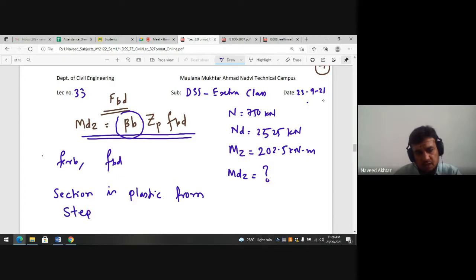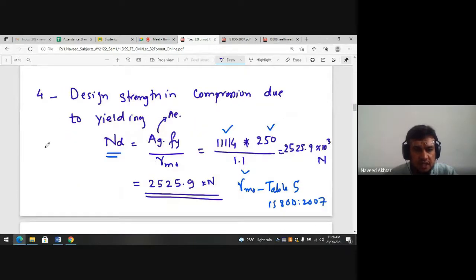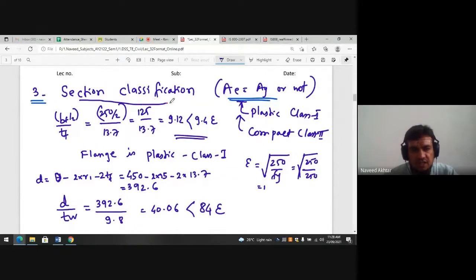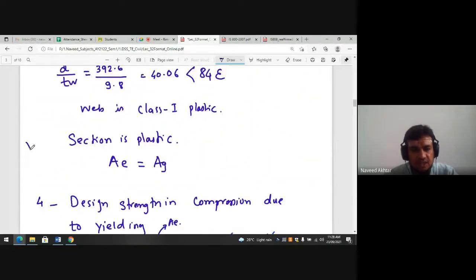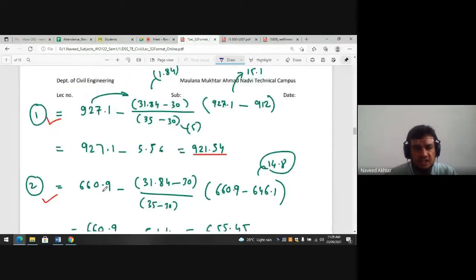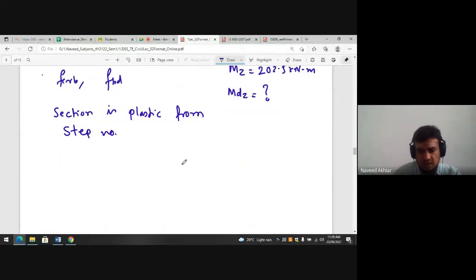From step number, कौन सी स्टेप में हम लोगों ने मालूम किया था? Step number 3, I think. Here in step number 3, you find out the section classification, and we find our section is a plastic section, class 1 plastic. So if the plastic section is there, then the beta B value will be 1. Step number 3, section is plastic.